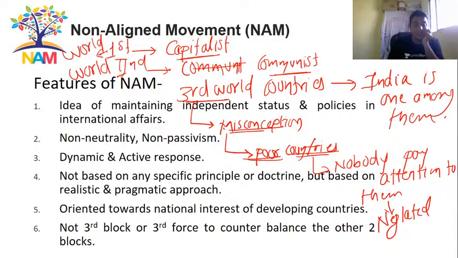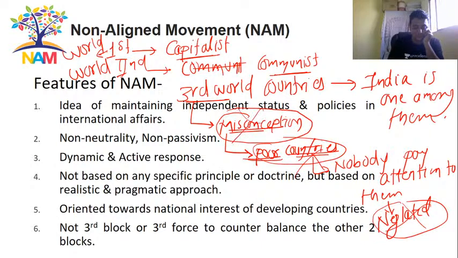That's why I mentioned the word. It is a misconception. Third world countries are not poor countries. They are not at all neglected. So these all are misconceptions.